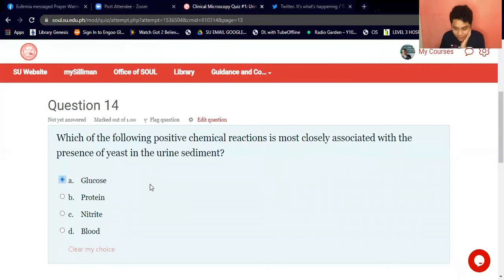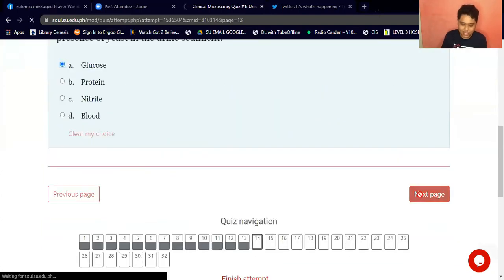Because if glucose is positive, again, possibly there are many yeast. Because remember, yeasts like a highly sugar-rich environment. And aside from that, glucose also upsets the pH of the normal flora in the vagina or wherever, which leads to proliferation of yeast. So even at the entry, if you see positive glucose, look at the microscopic. Most often than not, you will see yeast cells. So that's number 14.